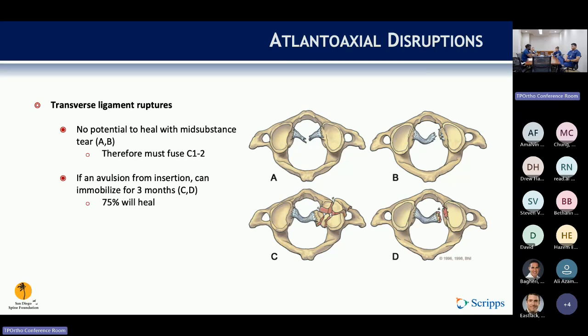So, atlantoaxial disruptions. This is just, again, as you see a common pattern, it really depends on the transverse ligament. Like anything in orthopedics, mid-substance tears don't heal too well. And so there's very little potential to heal. And so you usually fuse C1 and C2. If it's an avulsion, you can actually immobilize these folks, as there is a 75% healing rate.